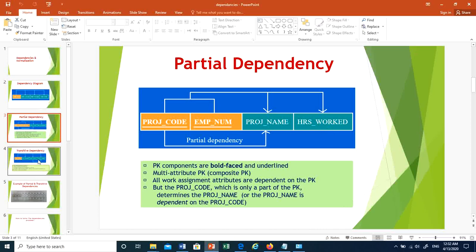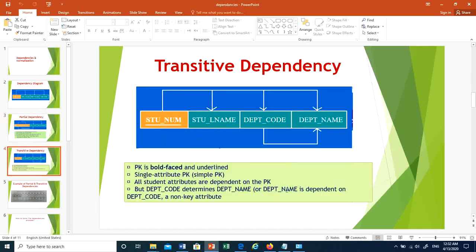There is another type of dependency called transitive dependency, in which a non-key attribute determines other attributes. So what is the difference between this and the previous one? This one, we have a student number, student last name, department code, and department name. Good. So what is the primary key for this relation?